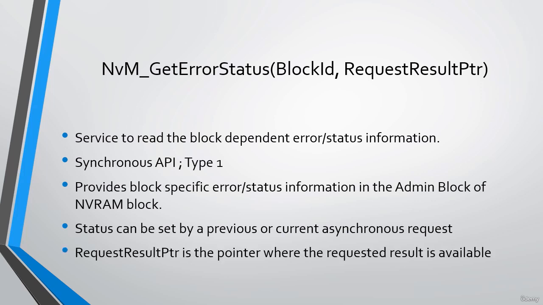Now the request result pointer is the pointer where the requested result is available. So this is the pointer which we'll use to get the requested result. And block ID is basically the ID of the block for which we are trying to get the status information. So that's what is mentioned about the arguments that we are passing, or the parameters that we call with this API.